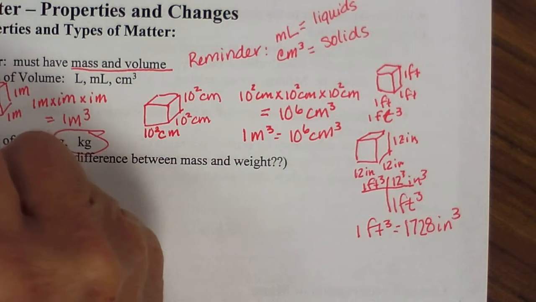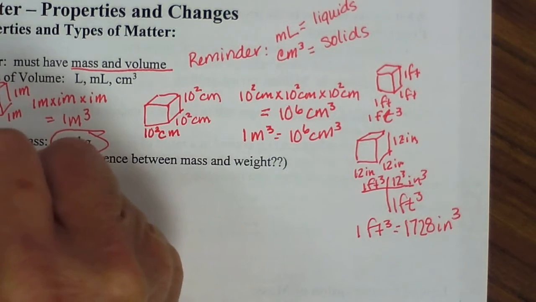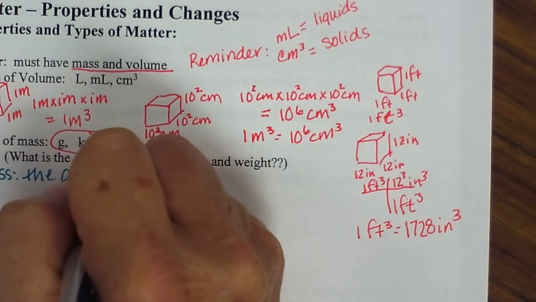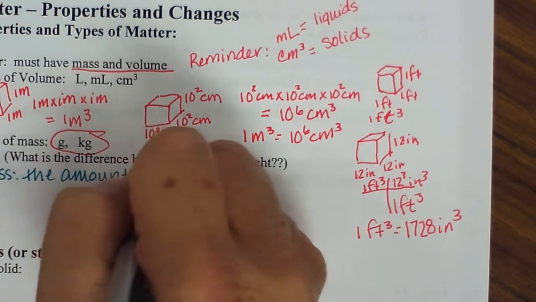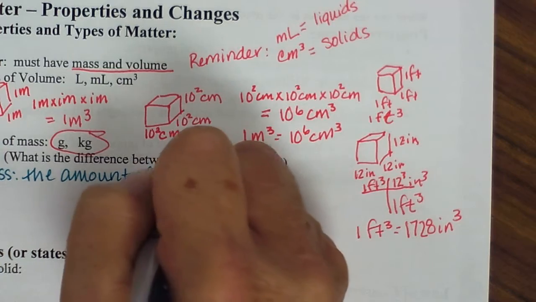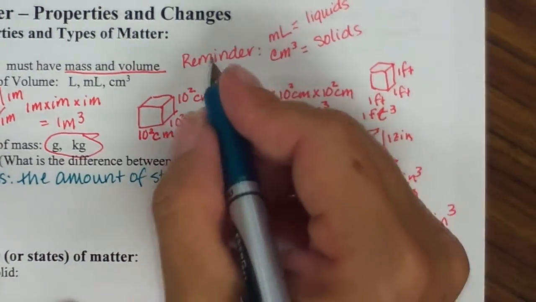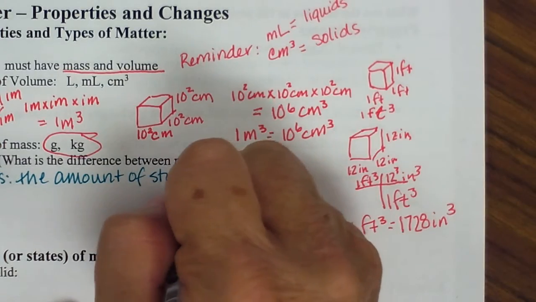So mass is the amount of stuff, and I hate that word, but it's a good word for this discussion. The amount of stuff in a sample.